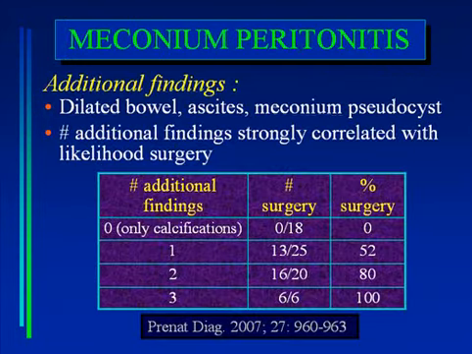Now, if one has a fetus with meconium peritonitis and fetal calcifications within the abdomen, the number of additional findings that you see in addition to the calcifications can actually be somewhat predictive of the ultimate prognosis. In fact, the number of additional findings seen, 1, 2, or 3 of the dilated bowel, the ascites, and the meconium pseudocyst, are strongly correlated with the likelihood that the fetus will need surgery.